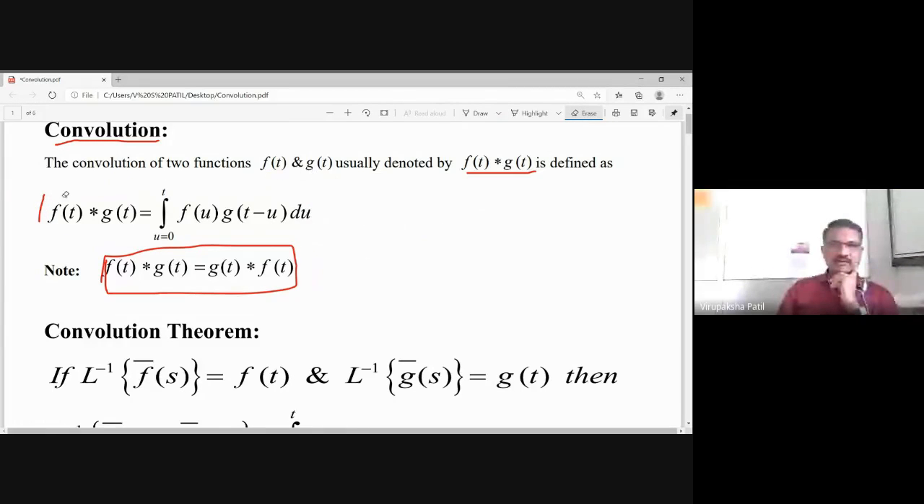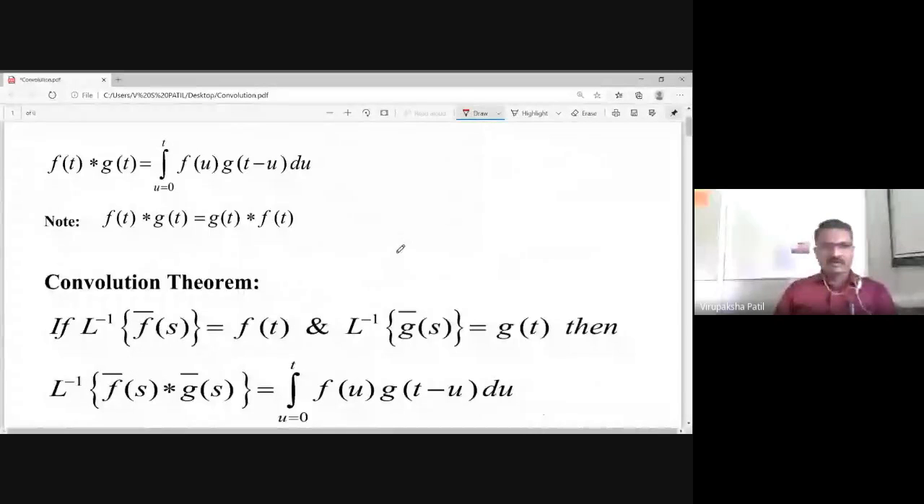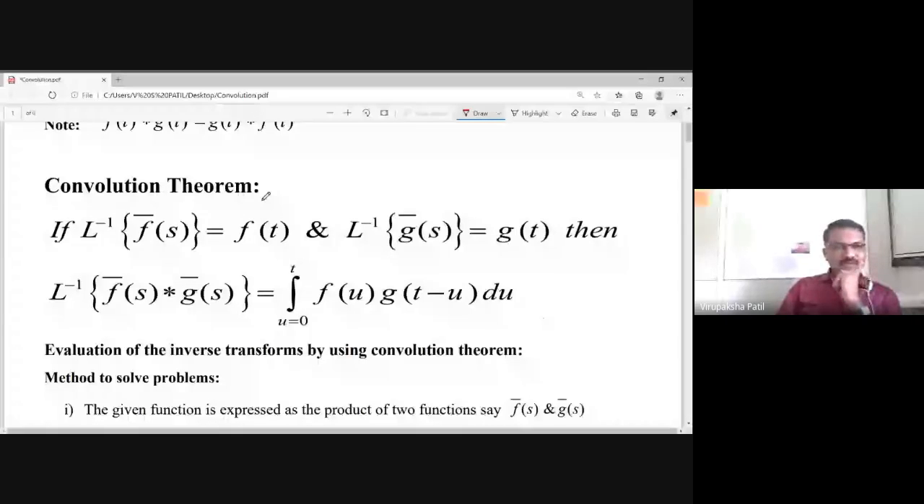Okay, is that clear? Now we need to learn much about convolution, one of the theorems called the convolution theorem, relating to finding the inverse. The convolution theorem says that if L inverse of f bar s is f of t, as you already know, and if L inverse of g bar s is g of t, then L inverse of f bar s into g bar s is given by the integration from u equal to 0 to t of f of u g of t minus u du.